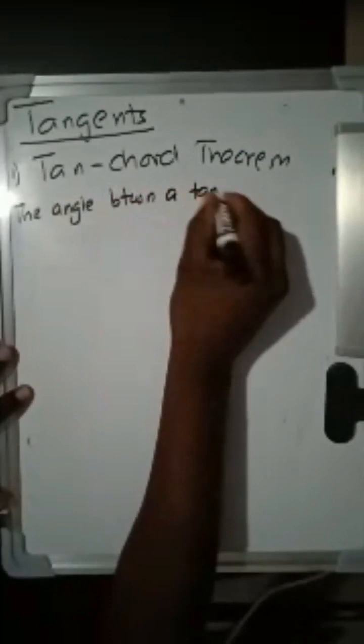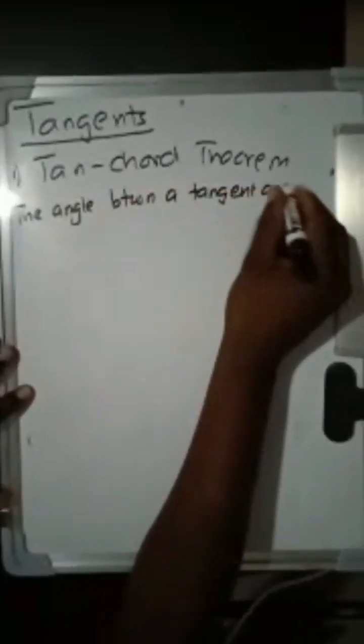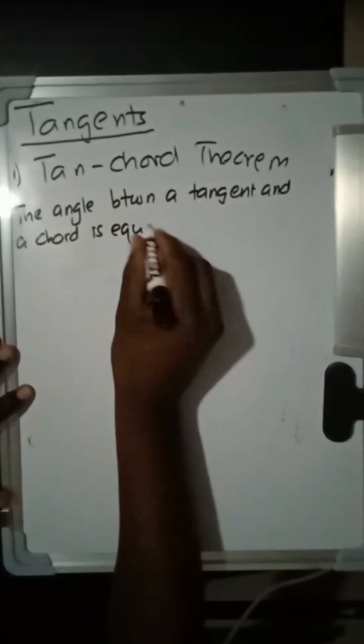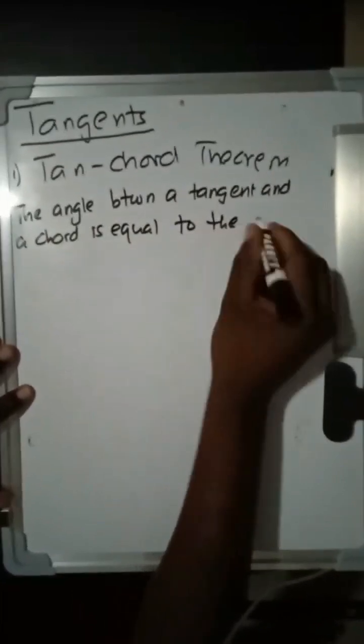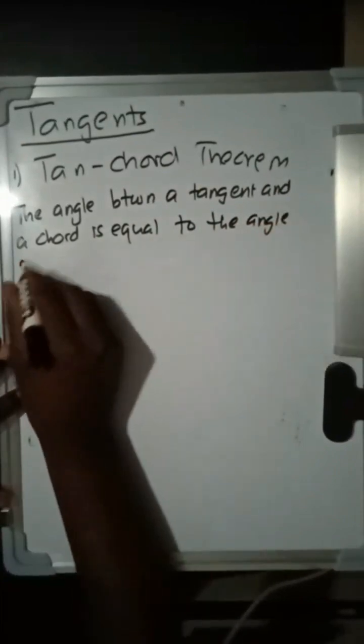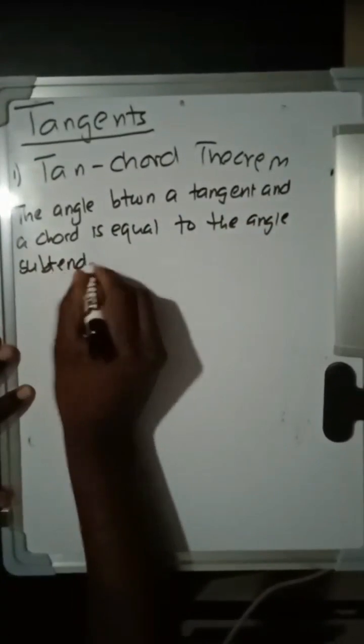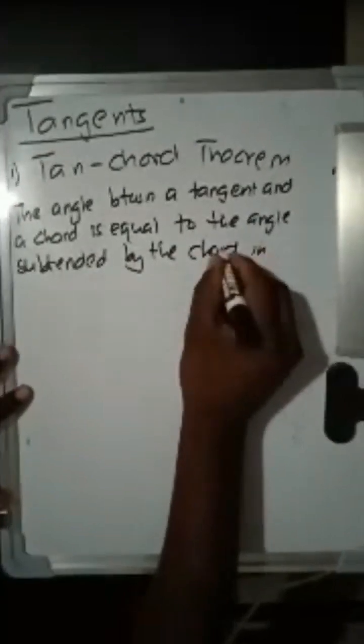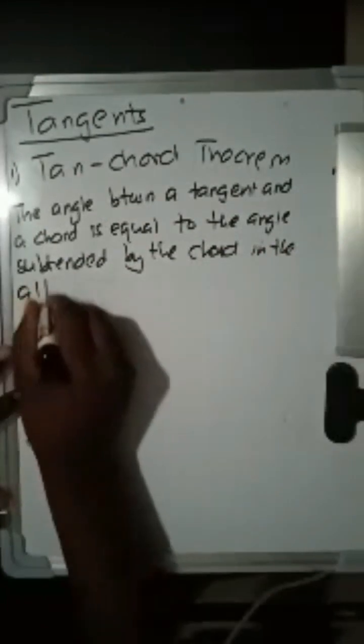which says, I'm going to be patient writing this because this is important, the angle between a tangent and a chord is equal to the angle subtended, maybe supported, by the chord in the alternate segment.